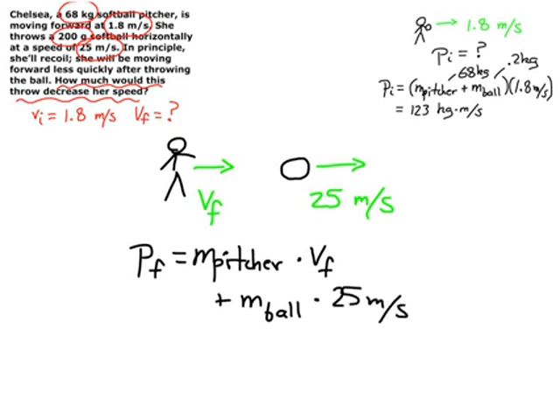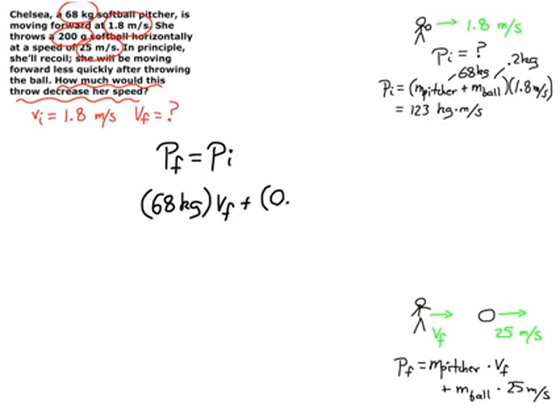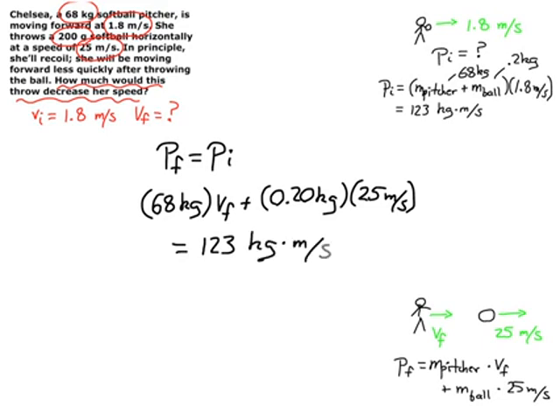Now, we had an equation for the initial momentum, and we had an equation for the final momentum. And if we assume that the throw is very rapid, and the only significant forces that act are the forces between Chelsea and the ball, we can assume that the initial momentum is equal to the final momentum. So in principle, Chelsea will be moving less quickly after she throws the ball than before she threw the ball. So we'll make that assumption. Okay, so we'll assume that the initial momentum of the system, which was Chelsea plus the ball, is 123 kilograms meters per second. We're assuming that's equal to the final momentum. So the final momentum is also equal to 123 kilograms meters per second.